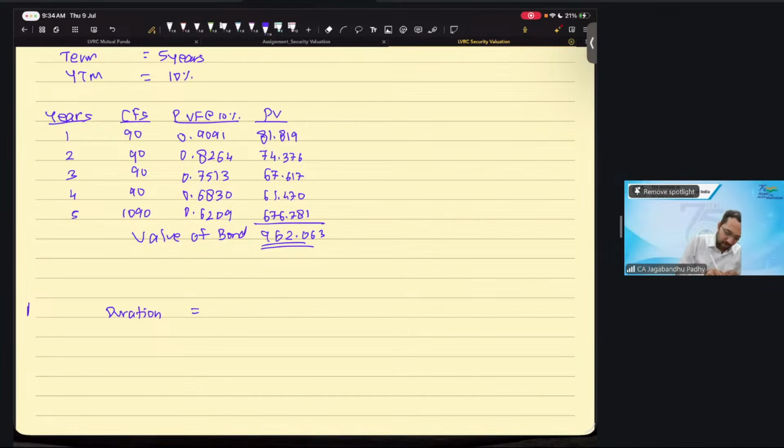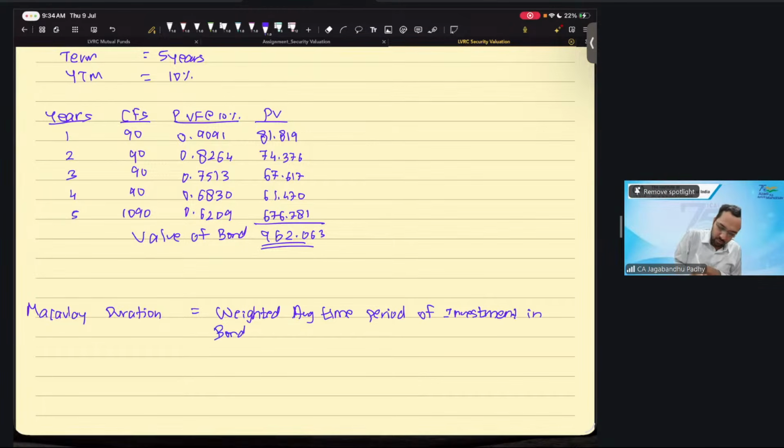That duration, let me name it, is called the Macaulay duration, or in short, MACD. It's not that we're talking of McDonald's. We are talking of Macaulay duration. So Macaulay duration is simply the weighted average time period of investment in a bond.